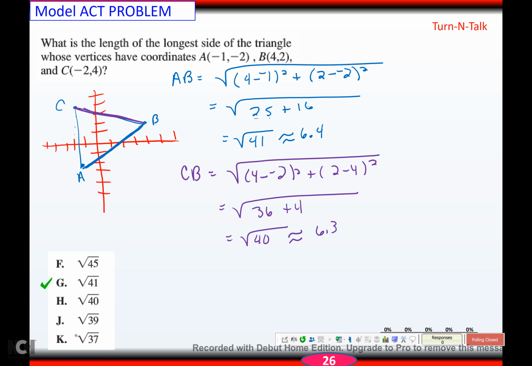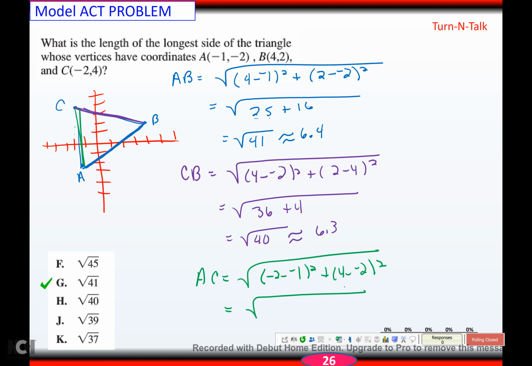Finally, I need to figure out the length of AC. So if I do AC, that's going to be the square root of (negative 2 minus a negative 1) squared plus (4 minus a negative 2) squared. Okay, if I do this, I get the square root. Negative 2 plus 1 is negative 1 squared is 1. 4 plus 2 is 6 squared is 36. That gives me the square root of 37, which is approximately 6.1. So there's my longest, which is the square root of 41.